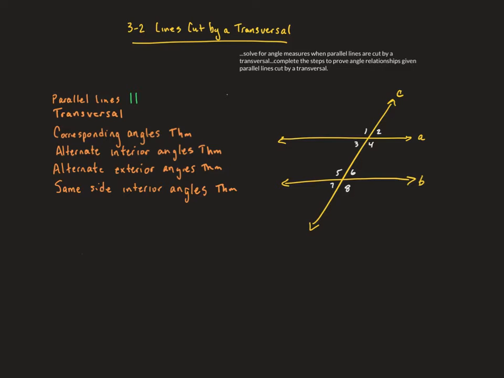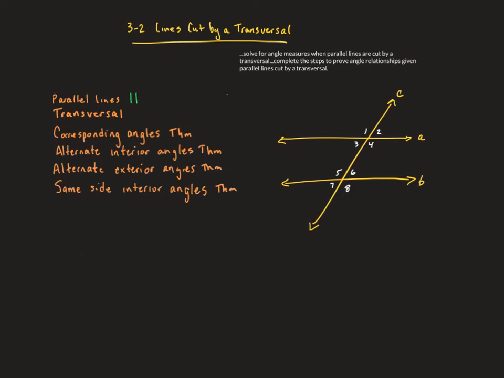That's us working with the ability to solve for angle measures when parallel lines are cut by a transversal, or to complete the steps to prove angle relationships given parallel lines cut by a transversal. So we're going to be talking about some theorems: the corresponding angles theorem, the alternate interior angles theorem, the alternate exterior angles theorem, and then of course the same side interior angles.